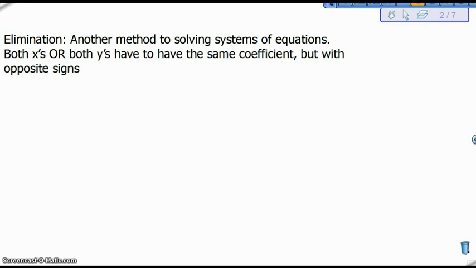Okay, so this is going to be the third way we're going to solve systems of equations. Elimination, just by definition, is when both x's or both y's have the same coefficient, but they have to have opposite signs. We want them to have opposite signs because we want them to eliminate, and we're going to add the equations together. Okay, so I'll give you a few seconds to write that definition down quickly, and then we'll move on to some examples.